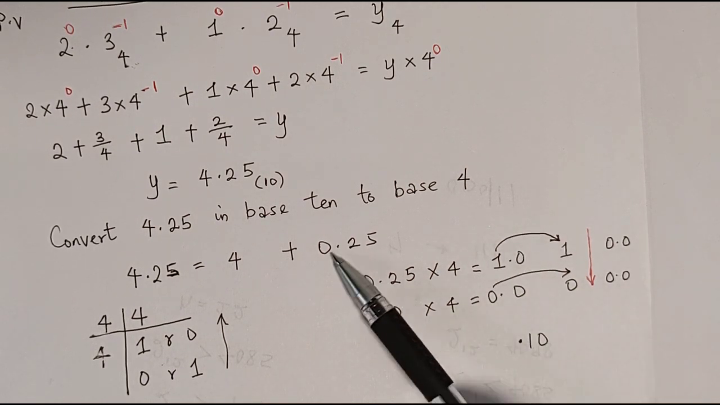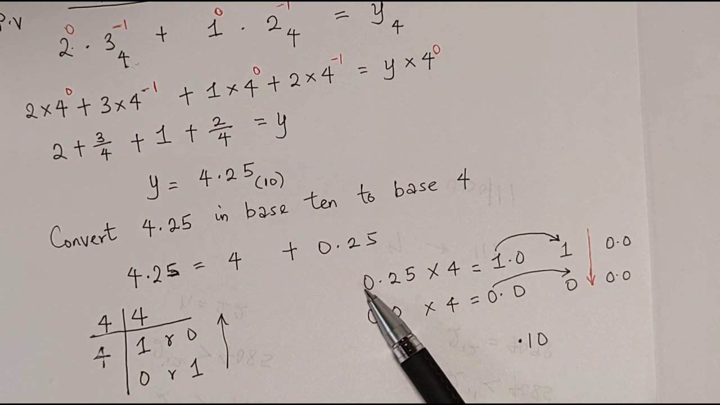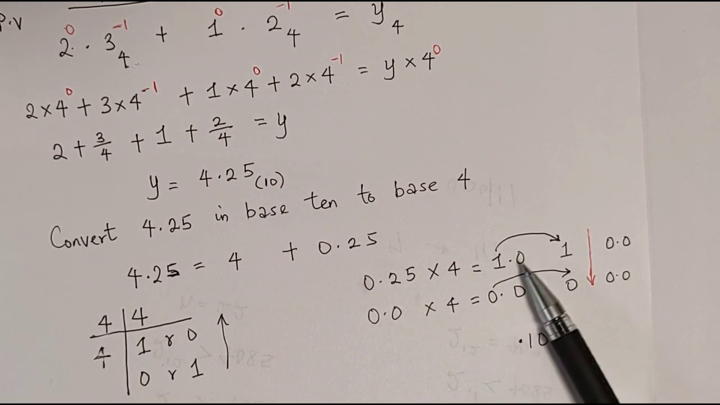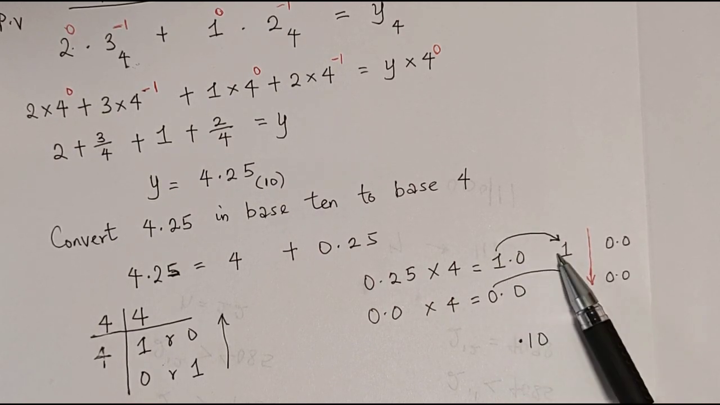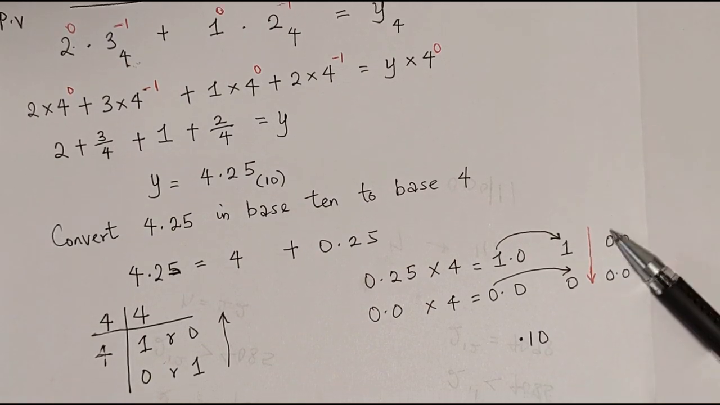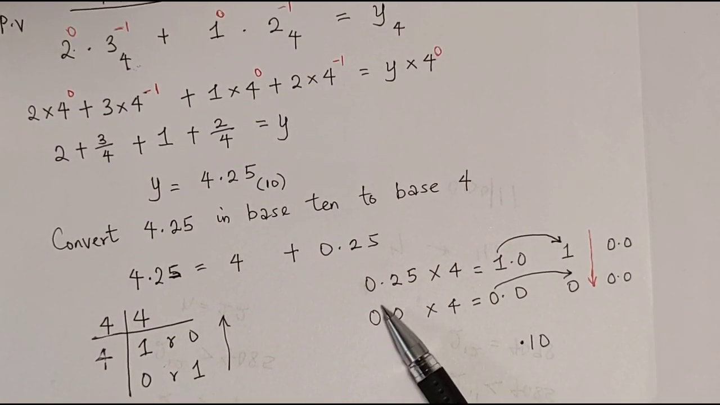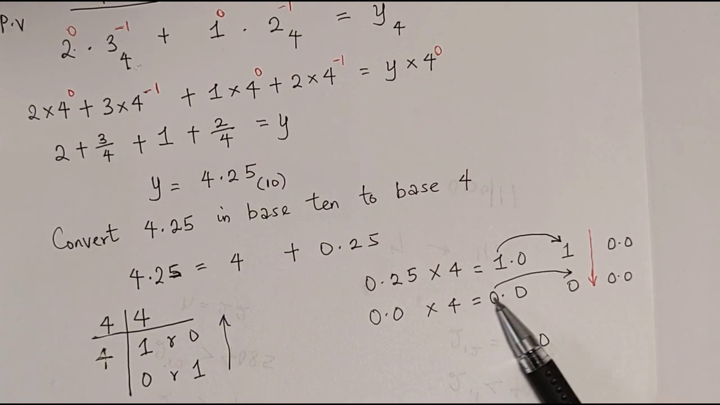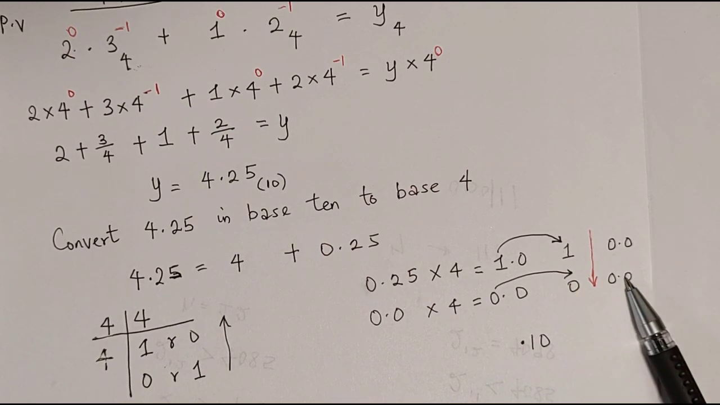Now for the 0.25, it will go through the multiplication process. So we have 0.25 times 4 will give us 1.0. So we are going to take this value down here. Now 1.0 minus 1 will be 0. So we have 0 here. Now we take this 0 to represent in here as 0.0 times 4. So that will still give us 0.0. If we subtract 0.0 from 0, it's still 0.0.